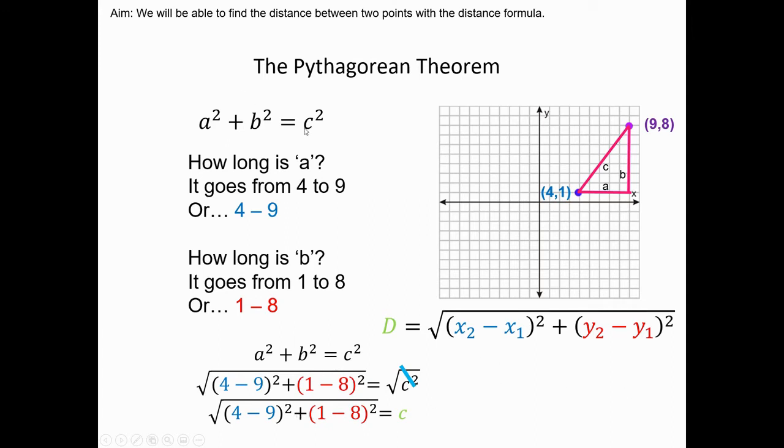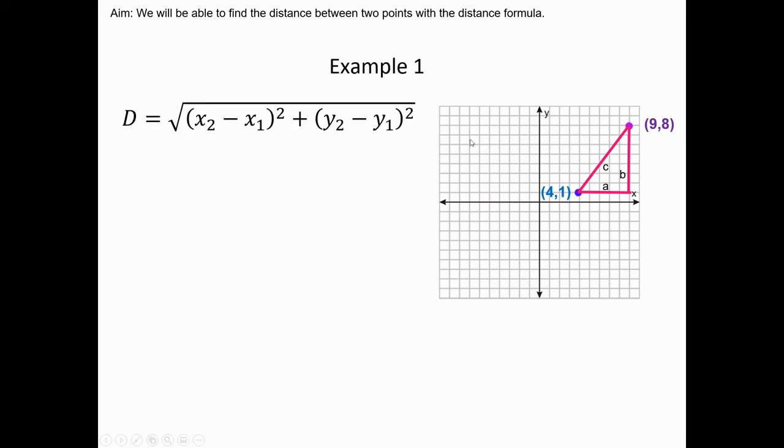But instead of doing all this extra work we did on the left side, now we can just take our formula, put the numbers in, and get our answer. So let's do our first example. X2 minus x1, we're going to put the x values in. The first x value is 4, and the second x value is 9.